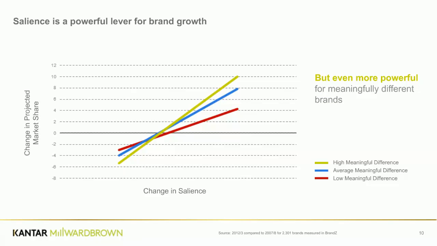Which isn't to say that other things don't matter. Obviously, if a brand is meaningful and different, then when it is made salient, you're even more likely to choose that brand. So if you have positive associations with it and it's become more salient, then you're even more likely to purchase it on a more regular basis than a brand that's just salient to you.